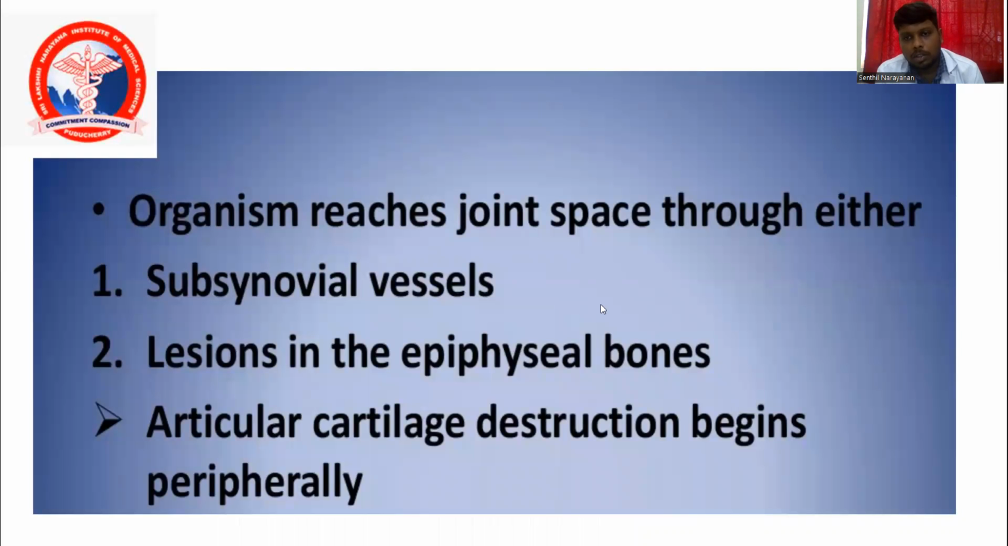The organism reaches the joint space through either subsynovial vessels or lesions in the epiphyseal bones. Articular cartilage destruction begins peripherally, usually in the peripheral areas, not in the central areas.